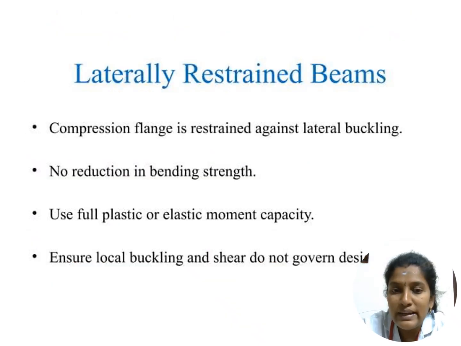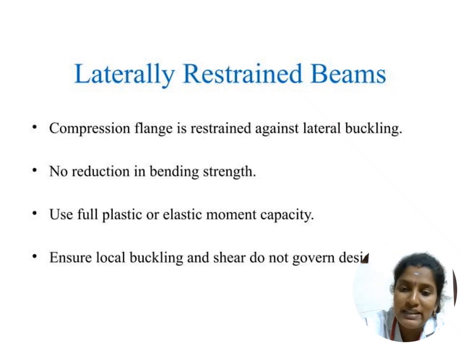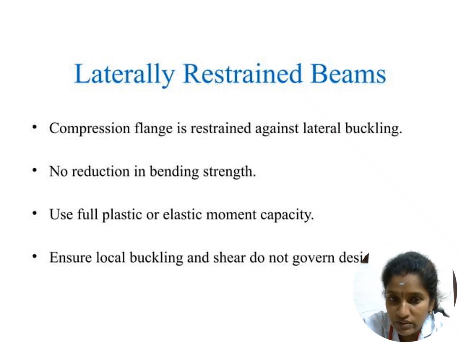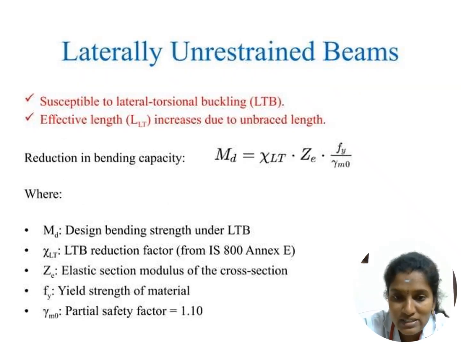So what is meant by a laterally restrained beam and laterally unrestrained? If the compression flange is restrained against lateral buckling, that is called laterally restrained. Then there will be no reduction in the bending strength, and it will be used for full plastic sections or the elastic moment capacity. It also ensures that local buckling and shear are not covered under this design criteria.